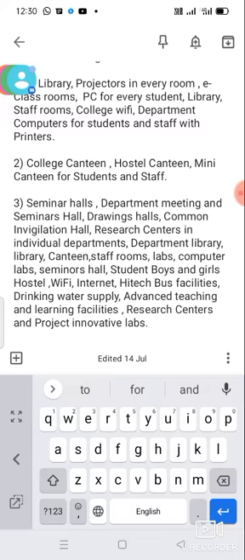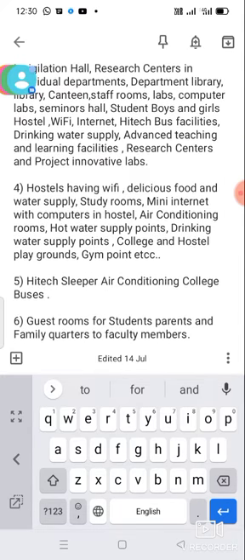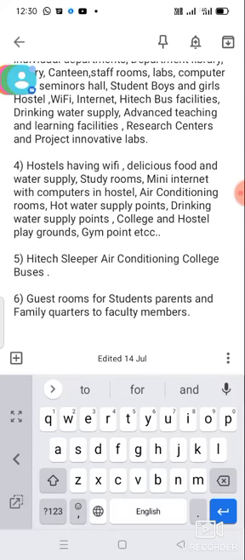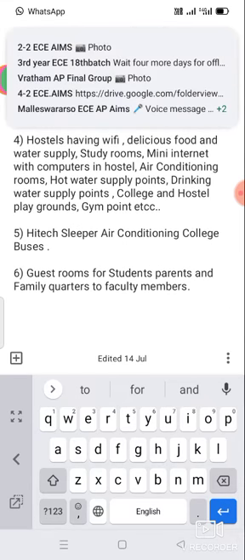Wi-Fi. So these are the things that you need to have while joining. And other things are, you should have high class sleeper air conditioned buses, guest rooms for student parents and family quarters for the faculty members. And you need to have other things like Wi-Fi, internet, boys and girls hostels, drinking water supply, advanced teaching and learning facilities, research centers and project innovation labs, department library, staff rooms, canteens, common invigilation hall. These are the things you need to keep in mind.